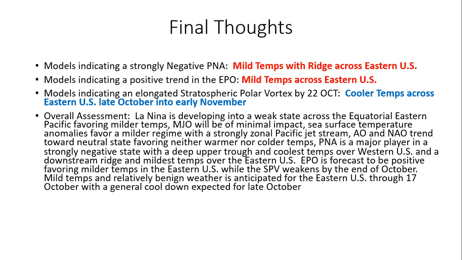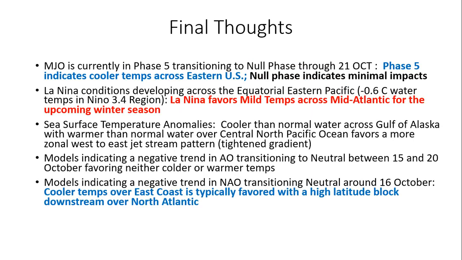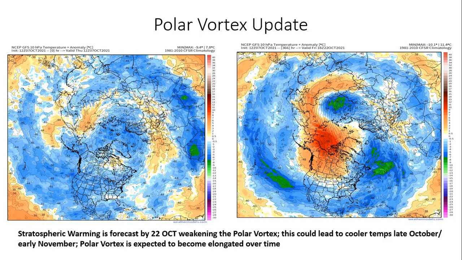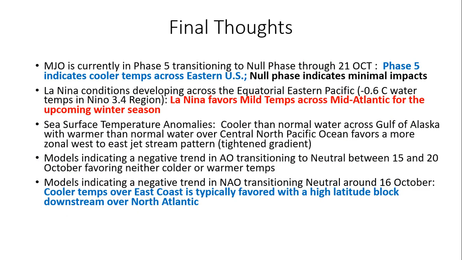Models are indicating an elongated stratospheric polar vortex by the 22nd of October. Now, if this thing were to elongate and get stretched, there's a possibility we could see cooler temperatures across the eastern U.S. in late October and early November. Possibly, right? Again, no two stratospheric warming events, weakening polar vortex events are ever alike as far as the after effects on where the coolest temperatures go. So this is something to keep an eye on. This is something in the back of my mind as far as the overall pattern across the United States.